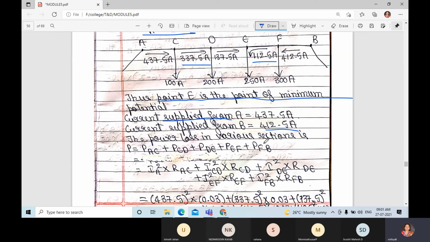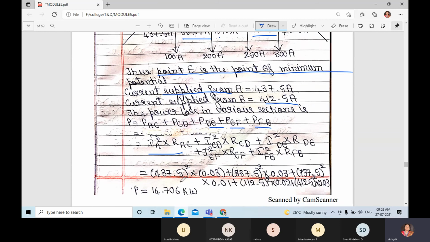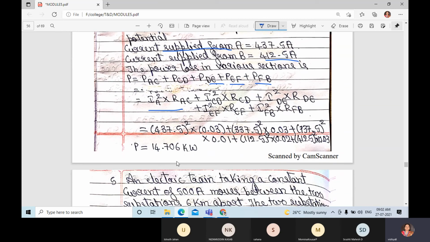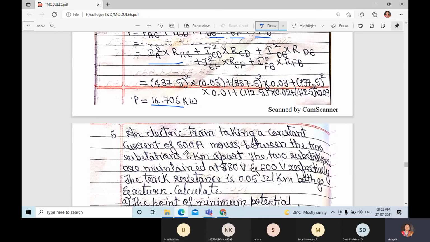The power loss in various sections is PAC plus PCD plus PDE plus PEF plus PFB, just I square into resistance. Current square, that is I square into resistance. If you multiply each section, you will get the value of P, that is total power, 14.706 kilowatt. That is the power loss in each section.